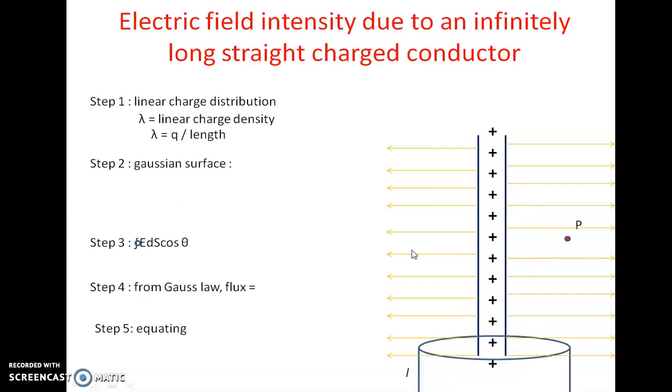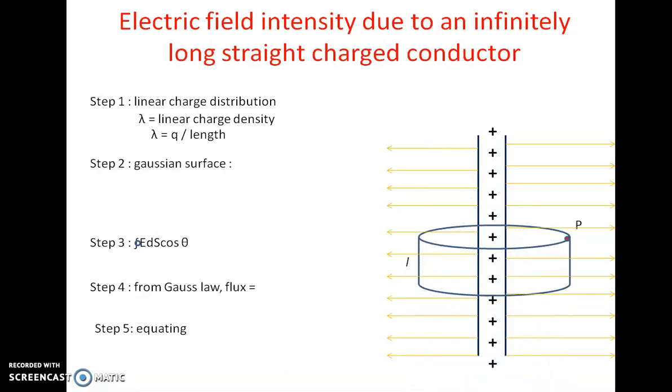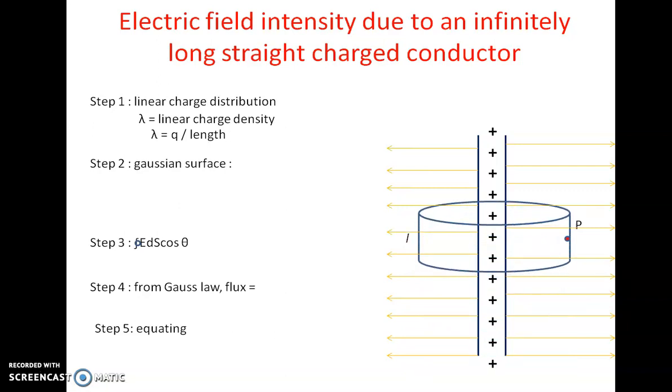Then what can we use? Let's try using this cylinder. We will assume the Gaussian surface to be a cylinder and let's see if it is right for our charge distribution. So suppose we have chosen a cylinder which is coaxial with this conductor passing through point P. The cylinder is passing through point P and it is of length L. L is the length of this cylinder. Now we have to find integral E ds cos theta. How many surfaces are there for this cylinder? This cylinder has 3 surfaces.